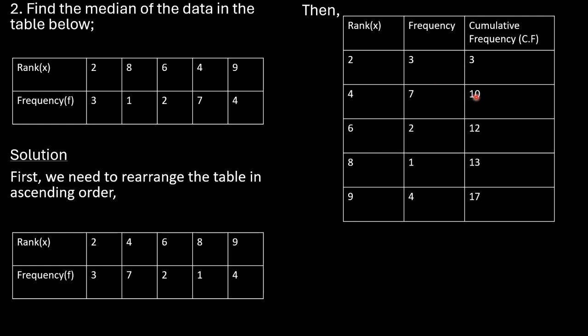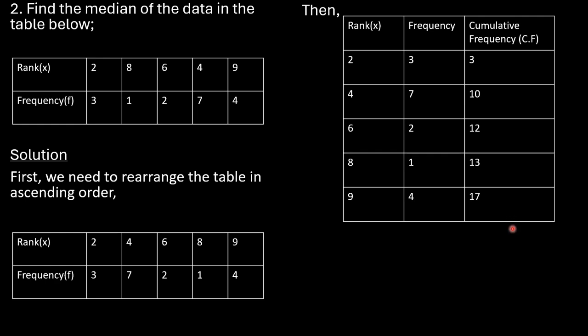To get the cumulative frequency of the third value, which is 6, you need to add the cumulative frequency of the second value to the frequency of the third value, that is 10 plus 2, and that gives us 12. Now, 12 plus 1 gives us 13, and 13 plus 4 gives us 17. So this is how to get the cumulative frequency in a frequency table.